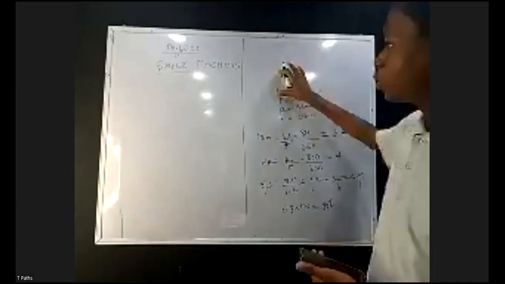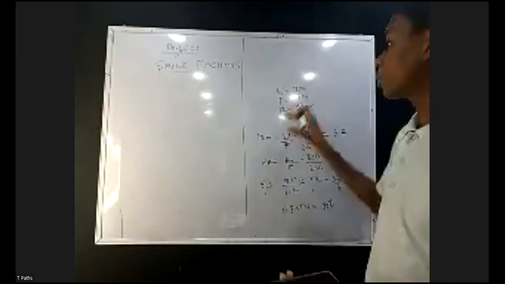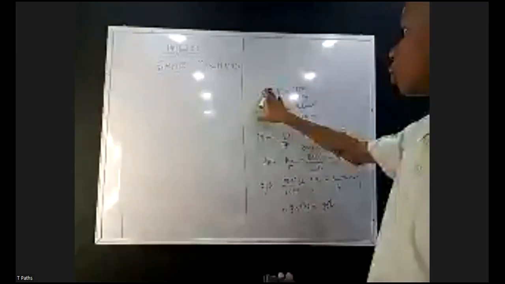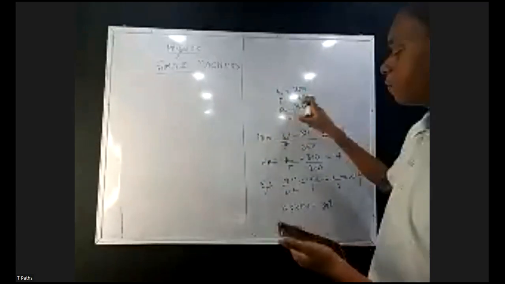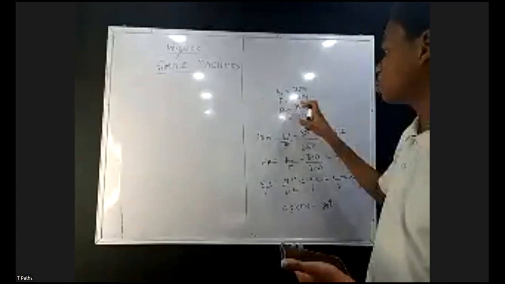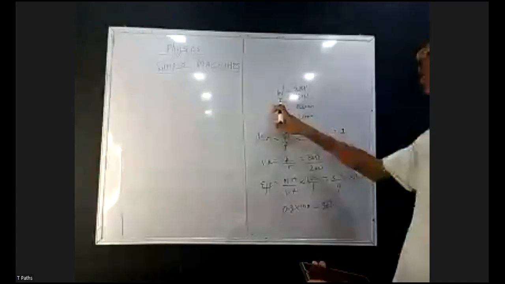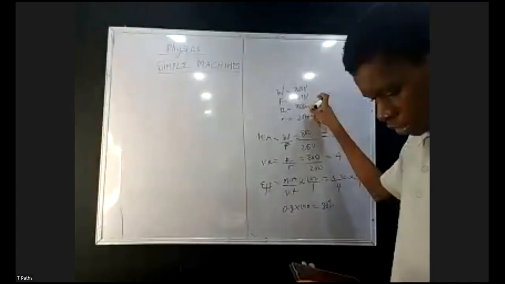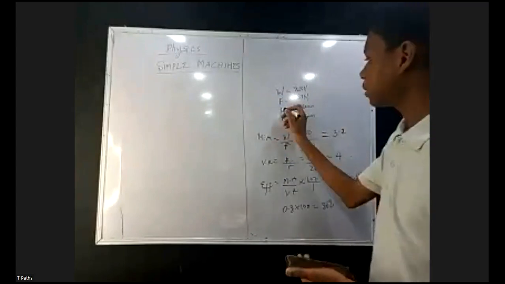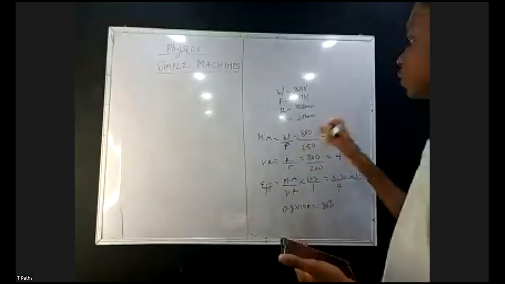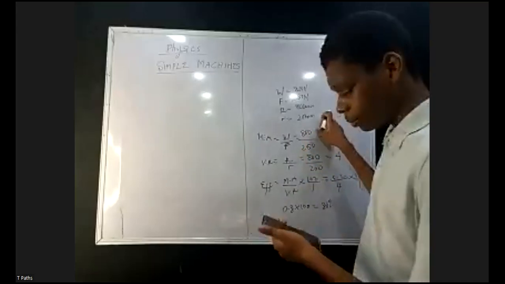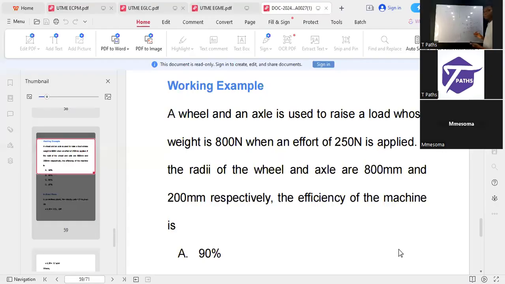So this is the weight, or load, and an effort of 250 Newton is applied. As I represented my effort here, 250 Newton. If the radii of the wheel, which is capital R, that's the radius of my wheel, is 800 millimeter, and the radius of the axle is 200 millimeter respectively, find the efficiency of the machine.